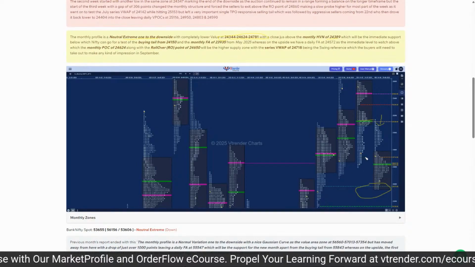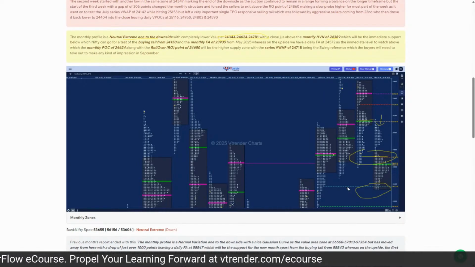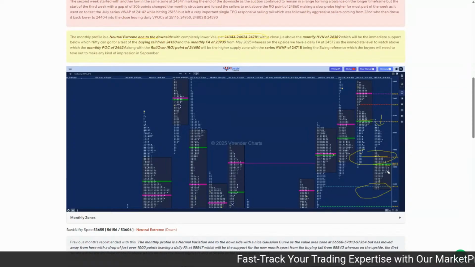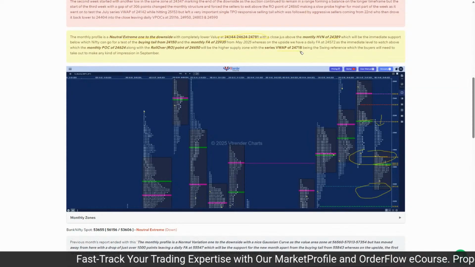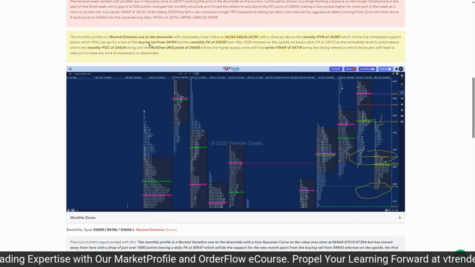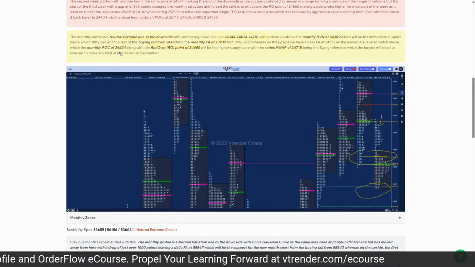So this month's VWAP is at 24718. This will be one important reference because it's a neutral extreme profile. The VWAP will hold important regard, and the POC is at 24624. So we have the series VWAP as our reference, and we have the rollover point at 24650. So these would be the references which we will take forward.